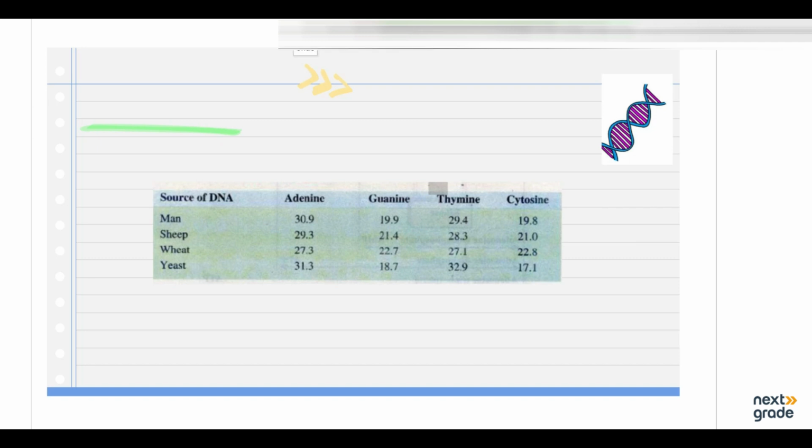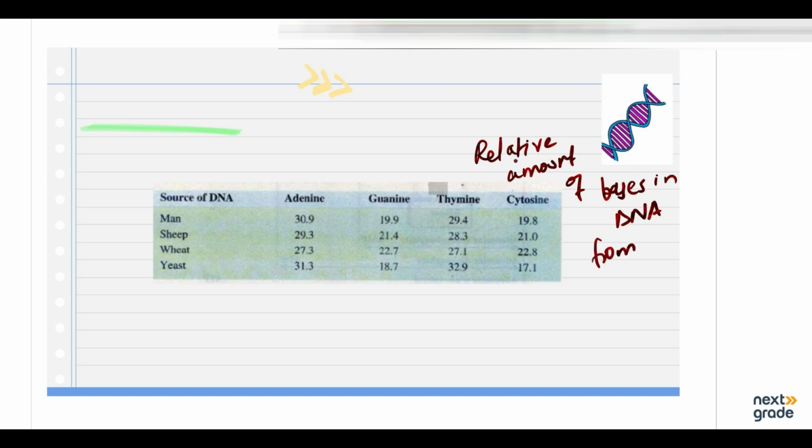So in this table, you can see the relative amount of bases in DNA from various organisms, right? From various organisms. If you can see, in man, in human beings, adenine is 30.9 percent, guanine 19.9, thymine 29.4 and cytosine is 19.8. In sheep, the level of adenine is 29.3, guanine 21.4, thymine 28.3 and cytosine 21.0. If we look in wheat, it is present there as well, right?